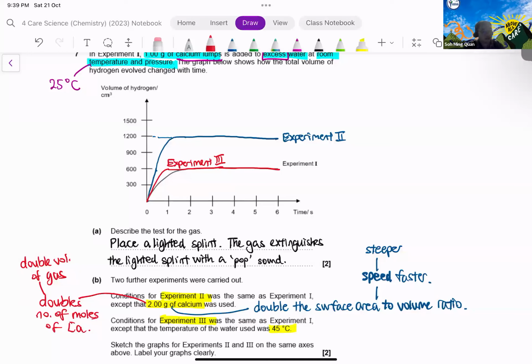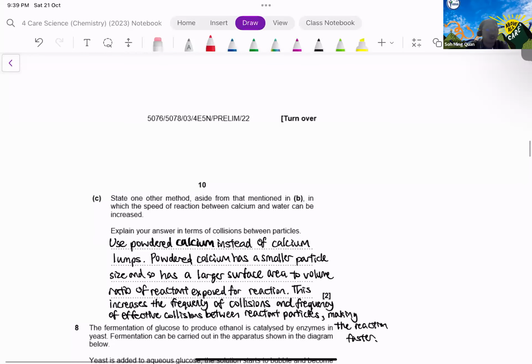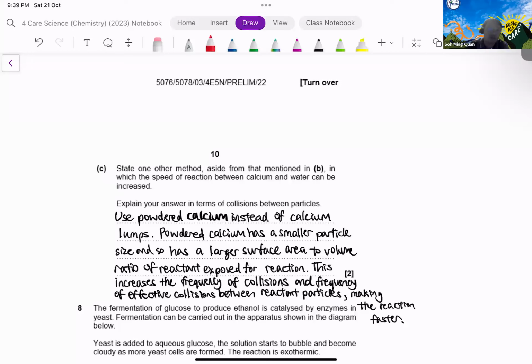Now, finally, besides increasing temperature, besides using a greater mass of calcium, another method to increase the speed, obviously, is instead of using the lumps, use powdered calcium. Now, when you use powder, the particle size is smaller. Particle size means how fine is it? Powder is very fine. It's not coarse. It's not a big lump. All right, so it's smaller particle size. If it's smaller particle size, it has a larger surface area to volume ratio.